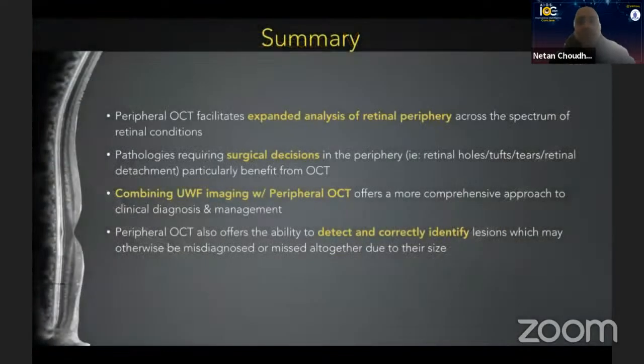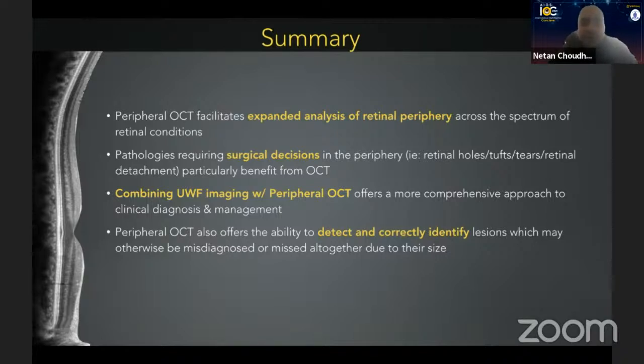So really, in summary, I think one of the beauties of ultra wide field and peripheral OCT is that it's expanded our analysis of the periphery. It does help in surgical decision making, particularly as we expand the idea of swept source OCT in procedures like pneumatic retinopexy, and combining ultra wide field imaging with peripheral OCT gives us a more comprehensive approach to management.